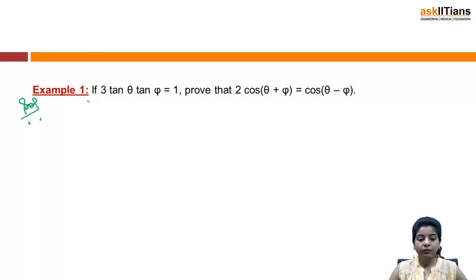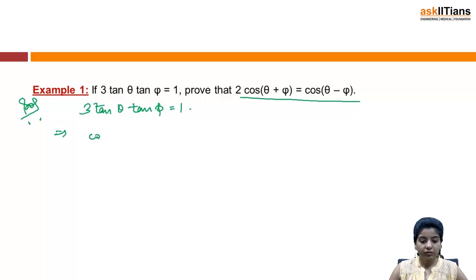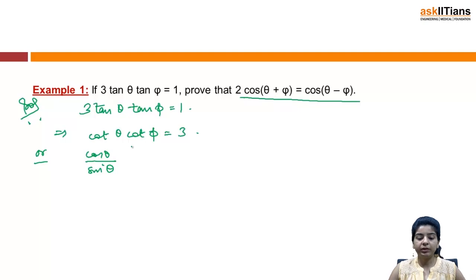So if 3 tan theta tan phi is 1, prove that 2 cos of theta plus phi is equal to cos of theta minus phi. Okay, so we are given 3 tan theta tan phi is 1. This implies cot theta cot phi is 3. Cot theta can be written as cos theta by sin theta, and then I have cos phi by sin phi is 3.